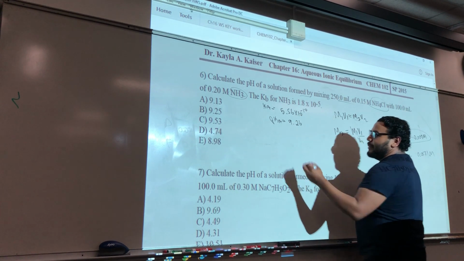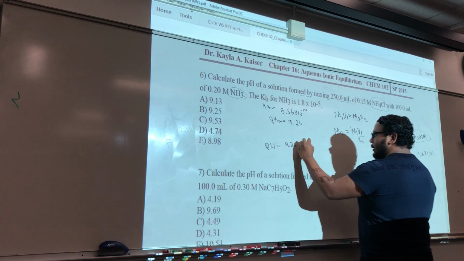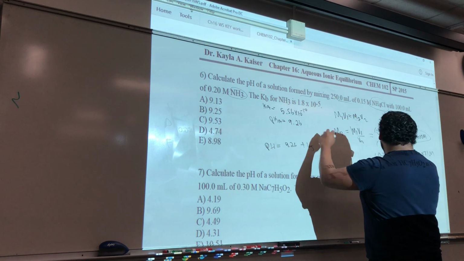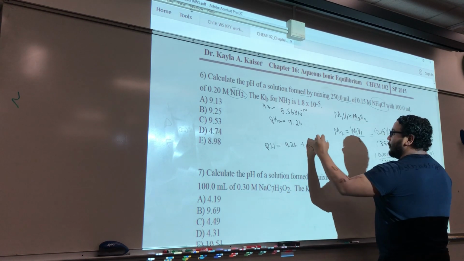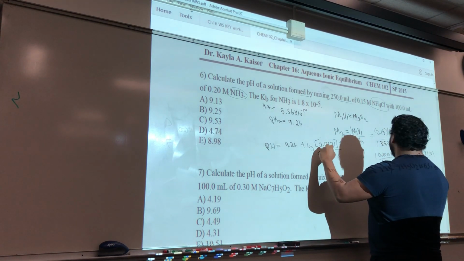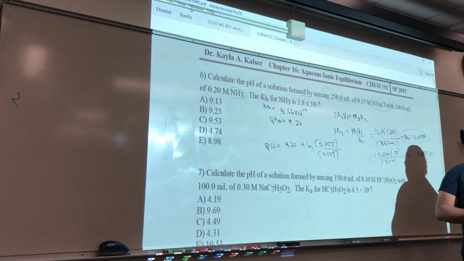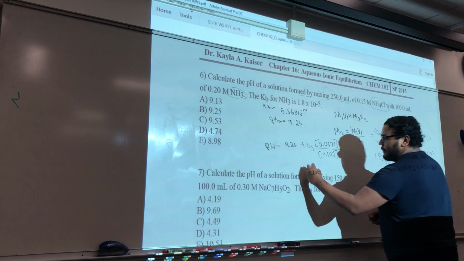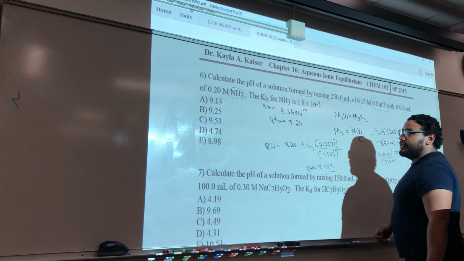So we would do the pH is equal to 9.26 plus the log of our base, which in this case was the second one. So that would be 0.0571 over 0.107. We'll get our answer. What does that equal? That is equal to 8.987.